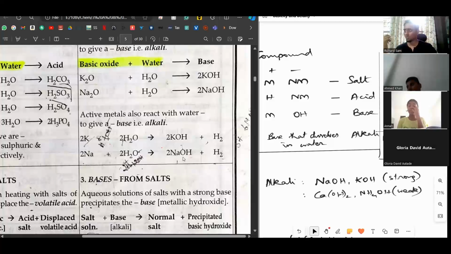Activity series: sodium, potassium, what else? You know the activity series? We've learned the activity series from the most reactive metals to the least reactive metals. The most reactive are sodium, potassium, calcium. Then you have the lesser reactive ones: zinc, magnesium, aluminum, iron, lead.